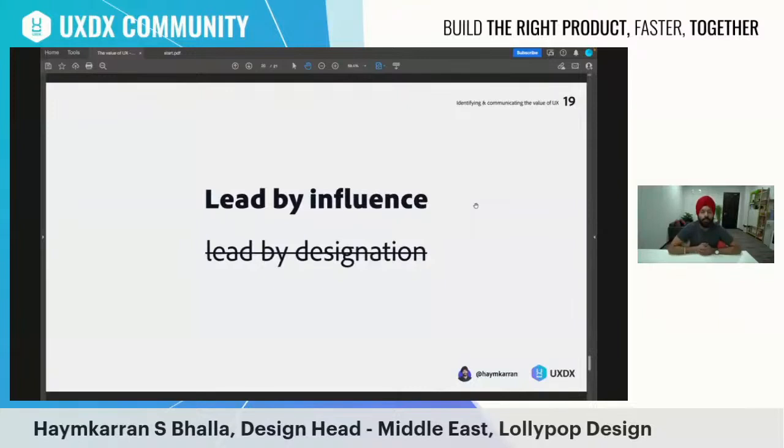And finally, make sure that you lead by influencing others. Make sure that you lead not by designation. Your work should influence others to do more, right? As designers, you should be able to instill the right trust in stakeholders, so that they gain the confidence that, yes, investing in design, investing in CX initiatives is something that will help them scale further, right?